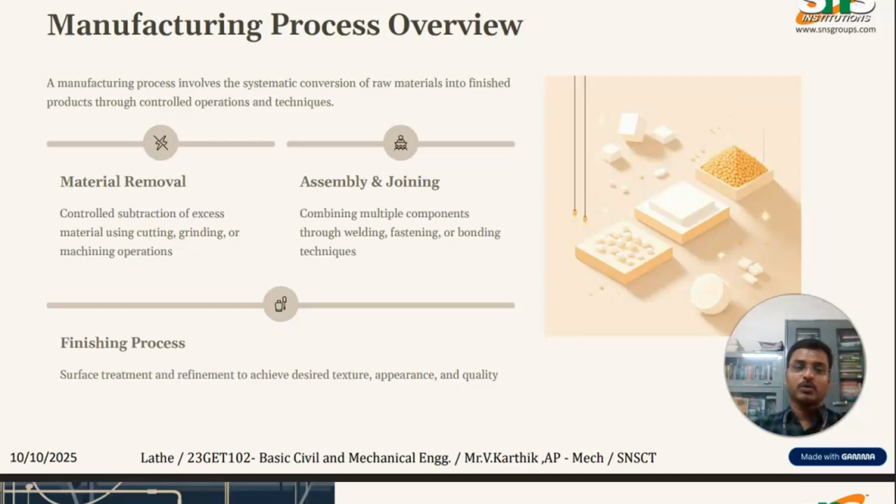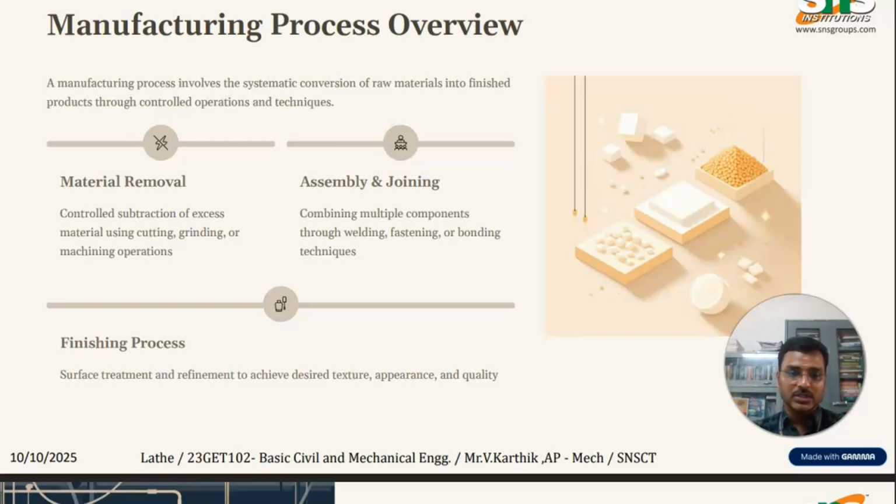Material removal is one of the processes where the MS material or the steel sheet or whatever it may be, we use the material removing operations, and also we do small component joining or assembly to make a full finished product. Here the material removal is the controlled subtraction of excess material using cutting, grinding, or machining operations. In almost all the manufacturing processes, we have this material removing process. Assembly and joining is where multiple components, through welding, fastening, or bonding techniques, we can join the material or the components to combine as one single product.